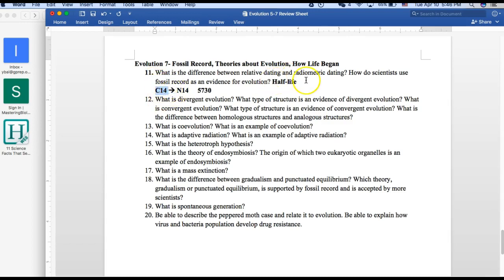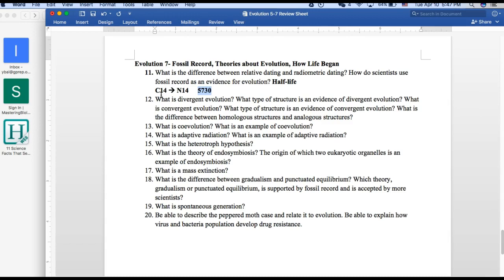So a half-life is the amount of time that it takes for the radioactive element to cut its amount to half of the original amount. So in this case, 5,730 years is the half-life for carbon-14. So make sure you understand that.